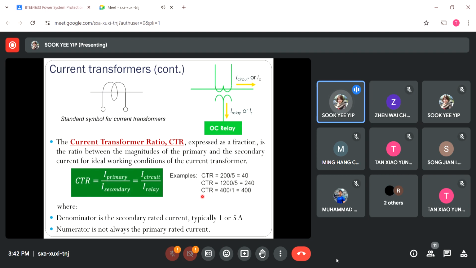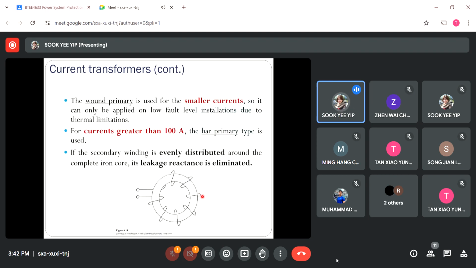Okay, so now let's move on here. Let's talk about the wound primary type current transformer in much more detail. In terms of application, as I just mentioned, it is used for smaller current measurements. The reason is its thermal limitation in terms of construction; it is only able to provide low fault levels of protection.